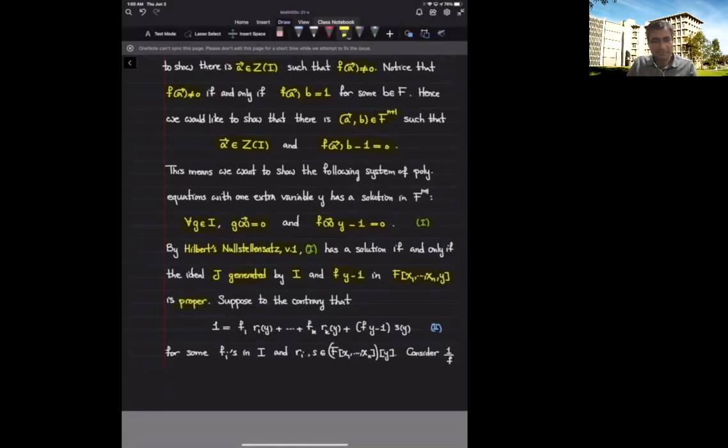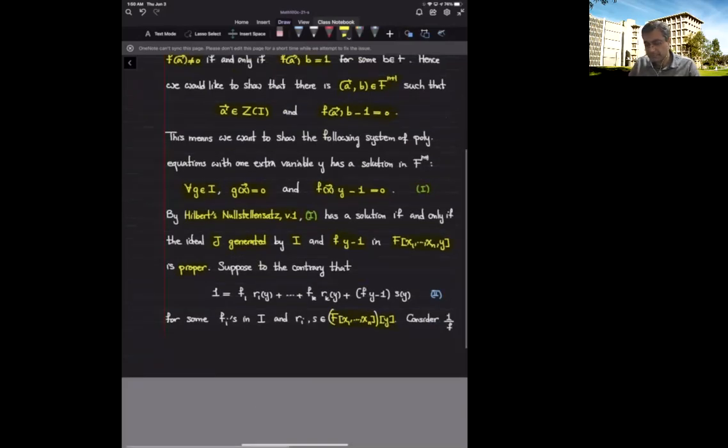As we can see, y is different from the rest. So I'm going to think about this as a ring of polynomials where this is my ring of coefficients, and I'm mostly viewing it as a ring of polynomials in terms of y. Okay, so we want to say that this is a proper ideal. But suppose to the contrary, it's not a proper ideal. What does that mean?